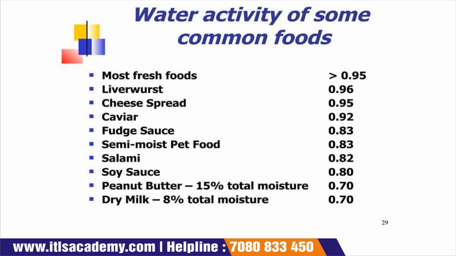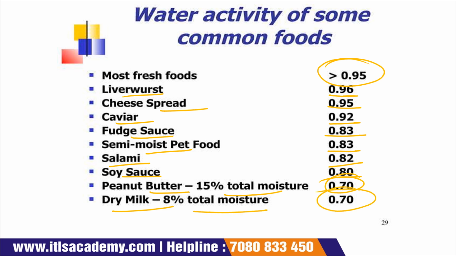So the water activity of some common foods: fresh water more than 0.95, liverwurst 0.96, cheese spread 0.95, caviar 0.92, fudge sauce 0.83, semi-moist pet food 0.83, salami 0.82, soy sauce 0.80, peanut butter with 15% total moisture 0.70, dry milk with 8% total moisture 0.70.